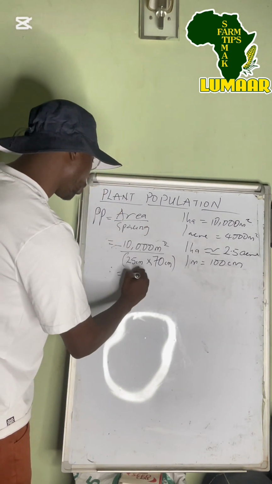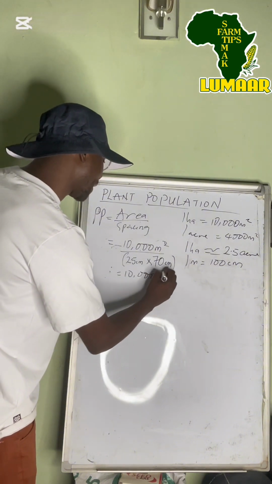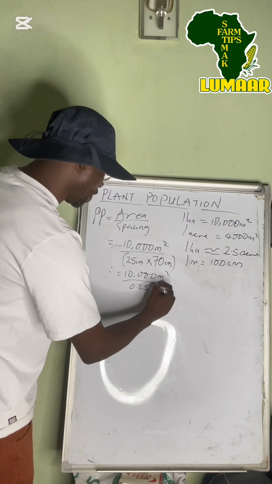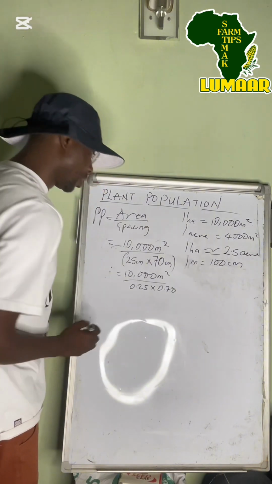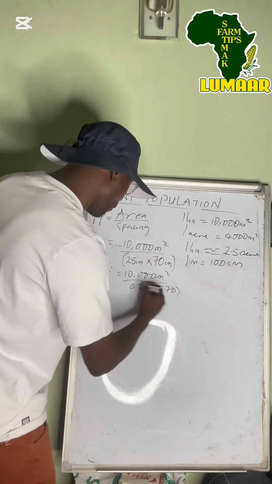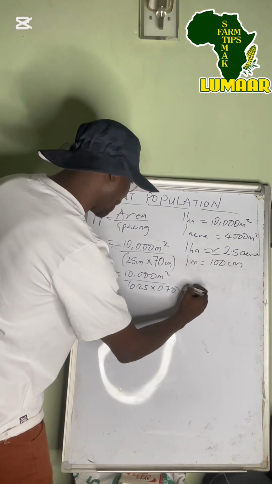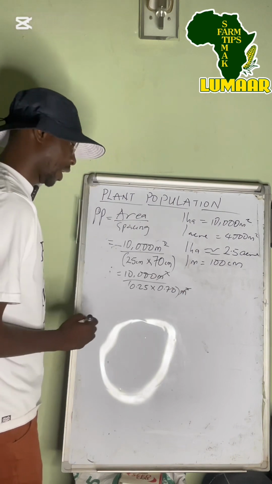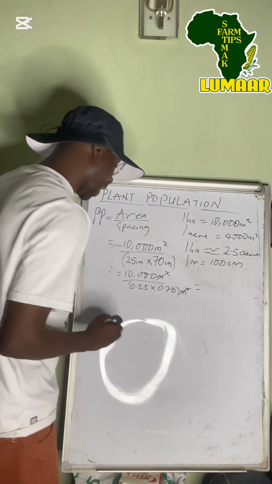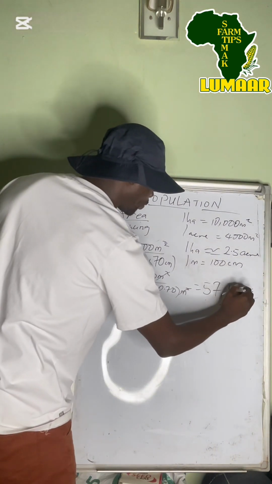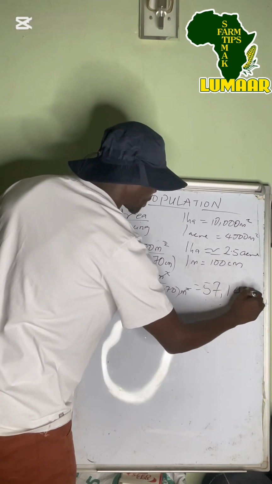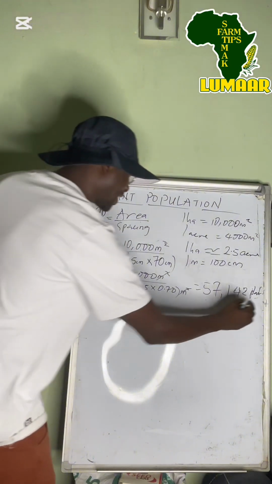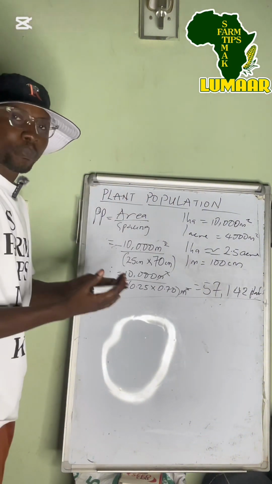Now, this will give me what? 10,000 meters square divided by 0.25 times 0.70. Now, I've converted this to meter square. This meter square will cancel the meter square here. Are we together? At the end of it, I will have 57,140 something plants. Are we together? Now, this is the first method you can use to get your plant population.